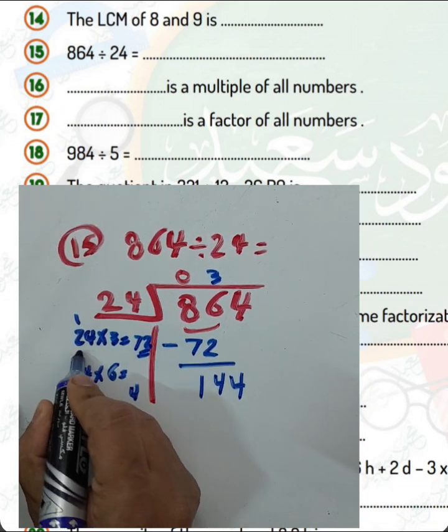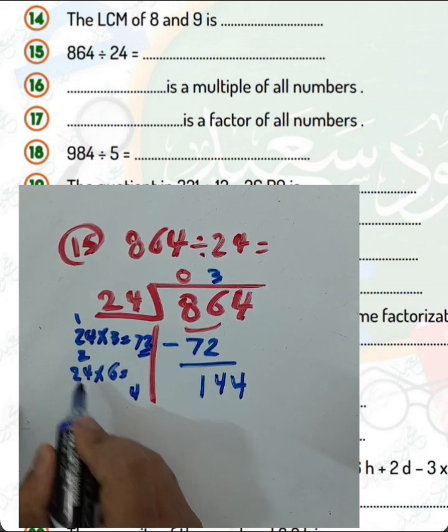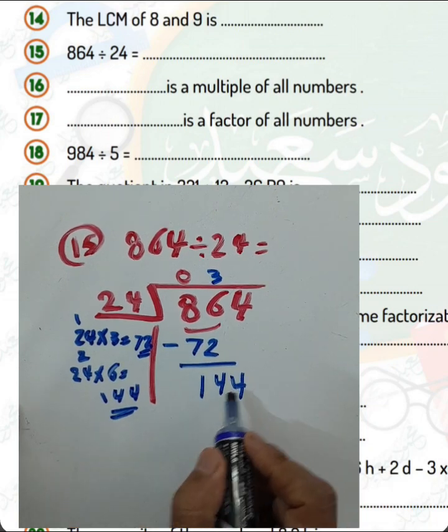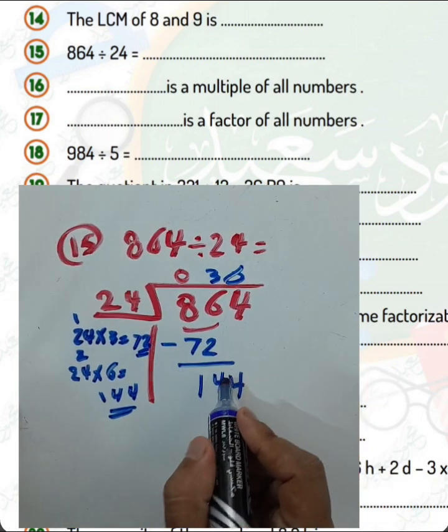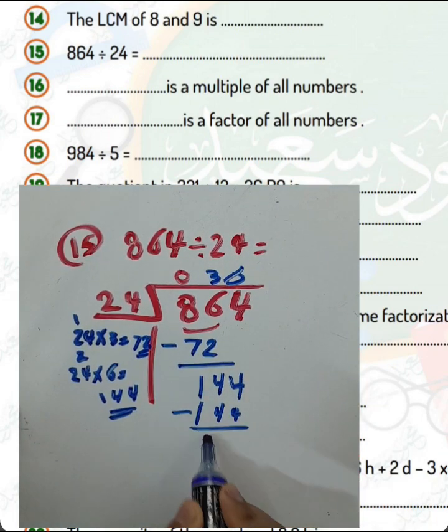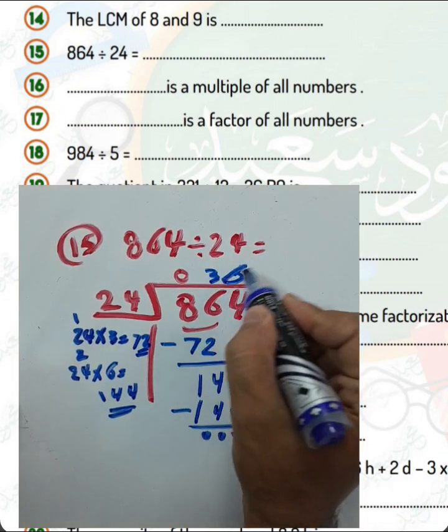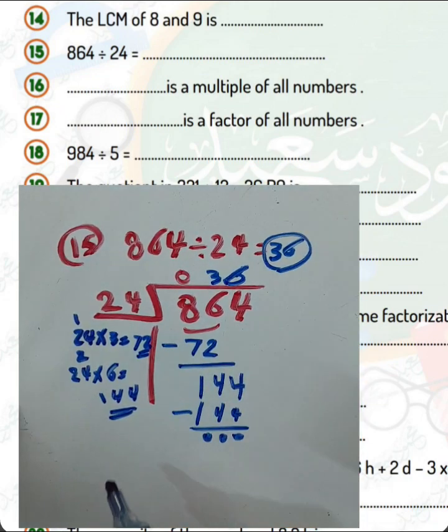Write 4 and carry 2. 2 times 6 equals 12, plus 2 equals 14. This is the same number here. Write 6 outside. And 144. The difference is 0. So the result here will be 36.